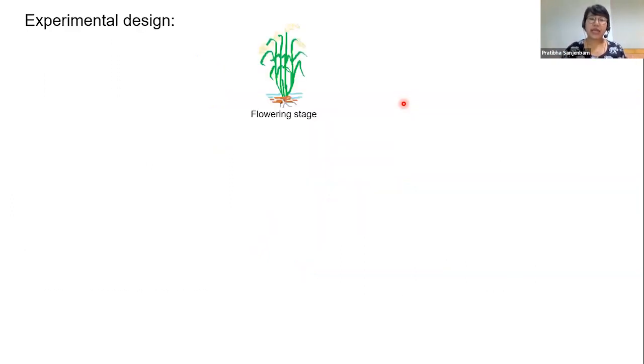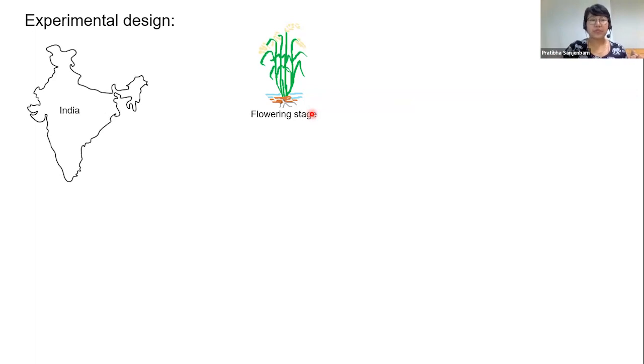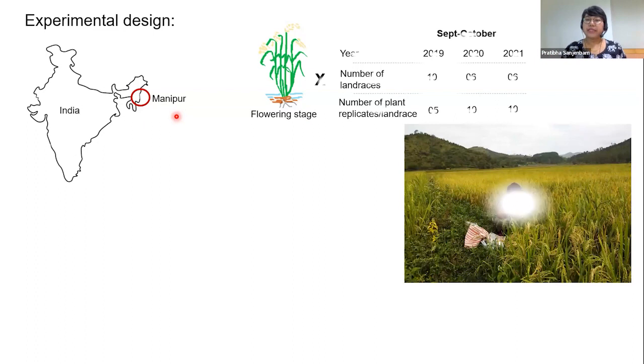To test this out, I carried out an experiment. I sampled leaves from these rice landraces at a particular stage, which is called the flowering stage. And it was collected from a specific location as shown over here. It's called Manipur, and it lies in the northeastern region of India. And these are the sampling years that I have collected. I collected consecutively for 3 years, which is 2019, 2020, and 2021. And here are the number of landraces which I collected across the years.